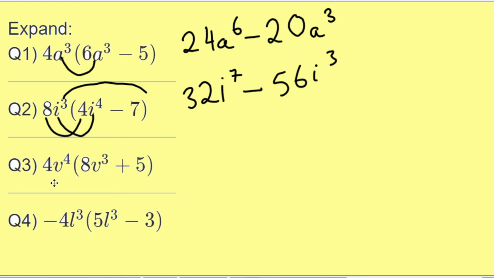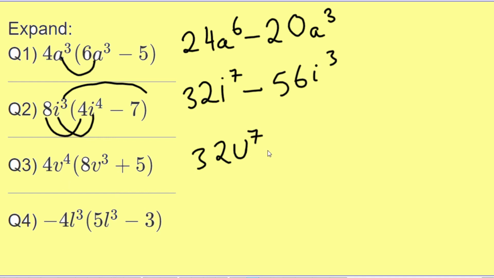Okay, 4u to the power of 4 multiplied by 8u to the power of 3. That might be an 8 or a v, we're going to call it a u. So 4 times 8 again, which is 32. We've got the u, and we add these powers together, 4, 5, 6, 7. So we've got 7 there.